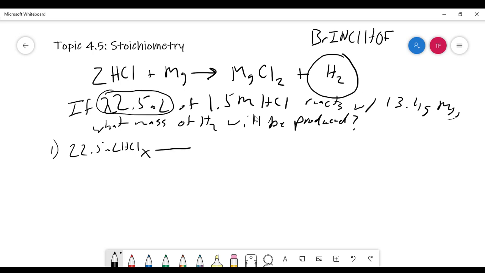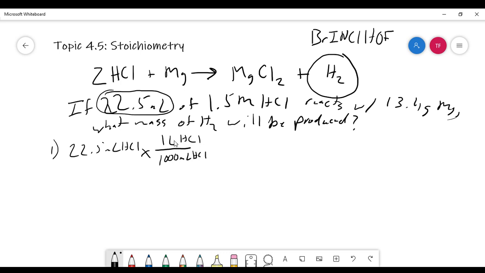Now, molarity is in moles per liter. So if we're going to convert between liters and moles, we need to have our volume in liters. So I'm going to have to convert our milliliters into liters. Now, of course, you could do this just by moving the decimal. I'm going to go ahead and do this using dimensional analysis.